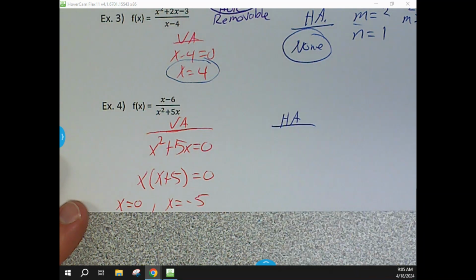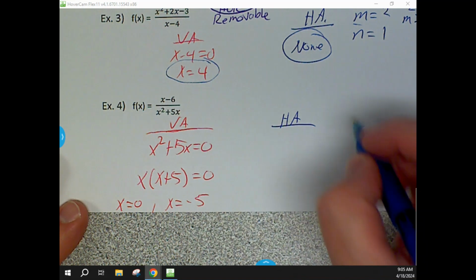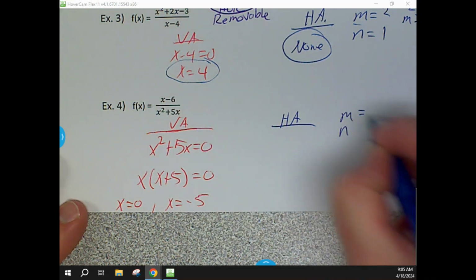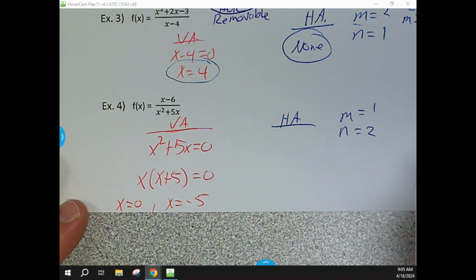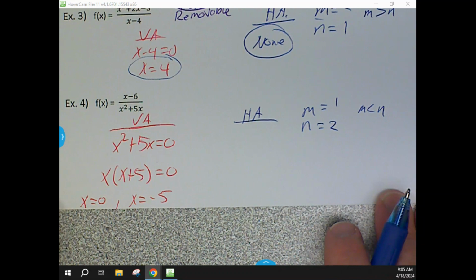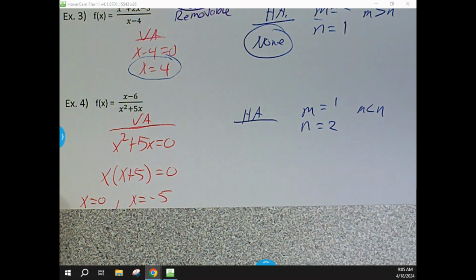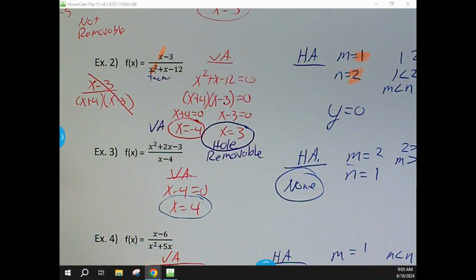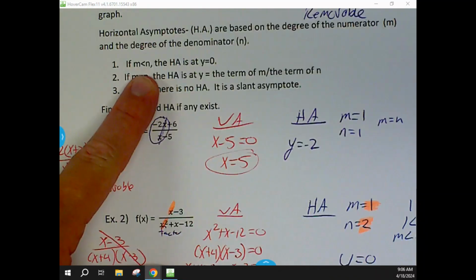Okay, horizontal asymptote. Numerator m over n. Numerator has degree 1. Denominator has degree 2. It's always got to be m and n first. Since m is less than n, 1 is less than 2, that default goes back to number 1 up here. So if m is less than n, it defaults back to y equals 0.